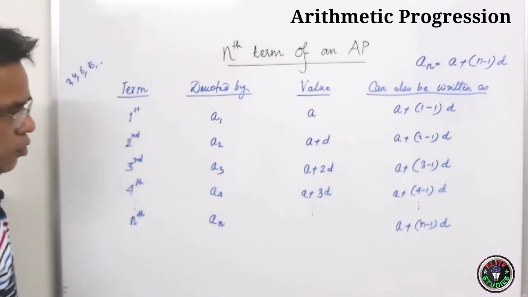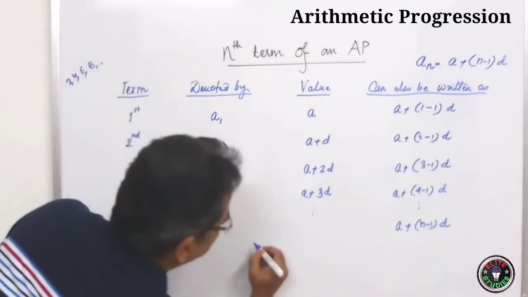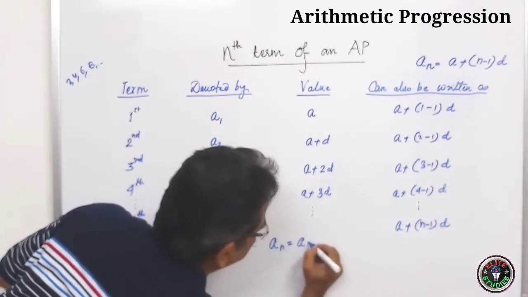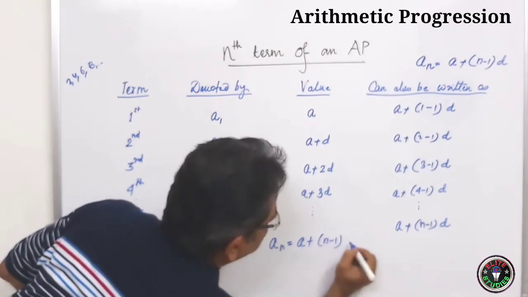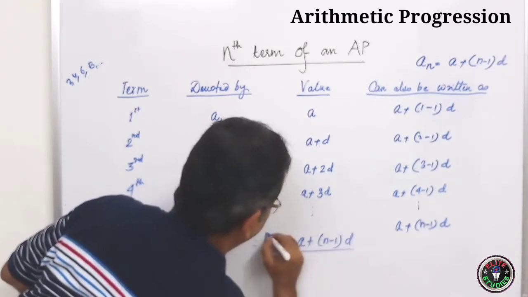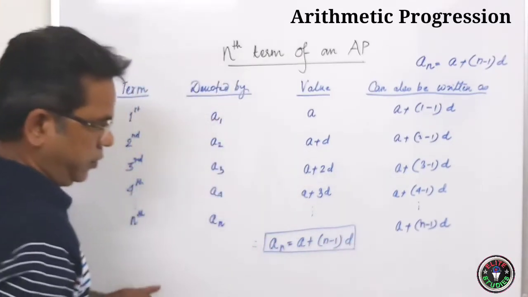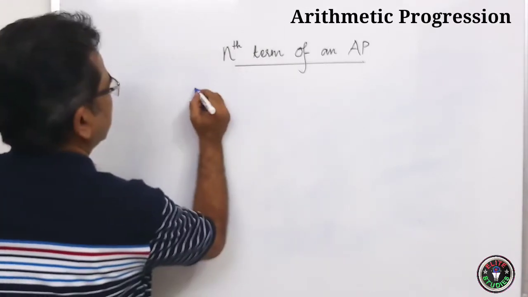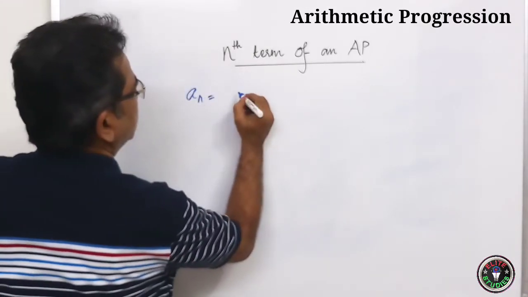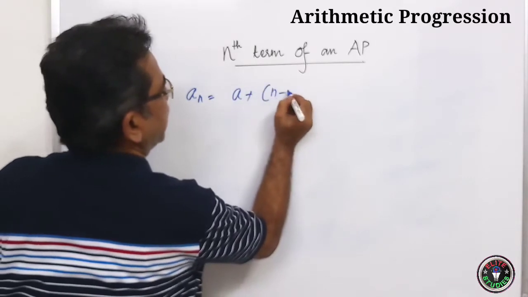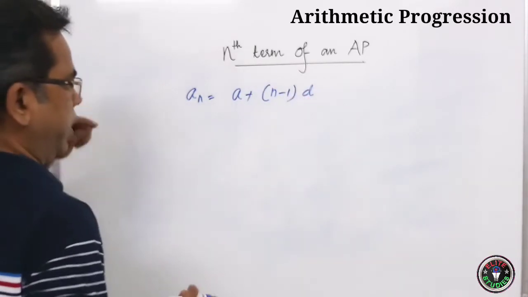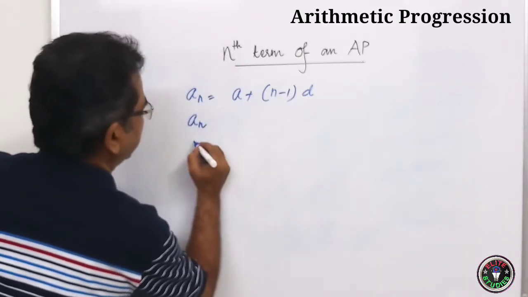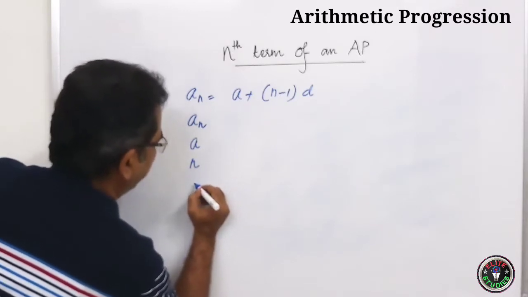So dear students, we have got a_n equals a plus (n minus 1) d. Very important, please note it down. Now what we got: a_n equals a plus (n minus 1) d. To understand these terms, how many variables are there? a_n, then a, then n, then d.